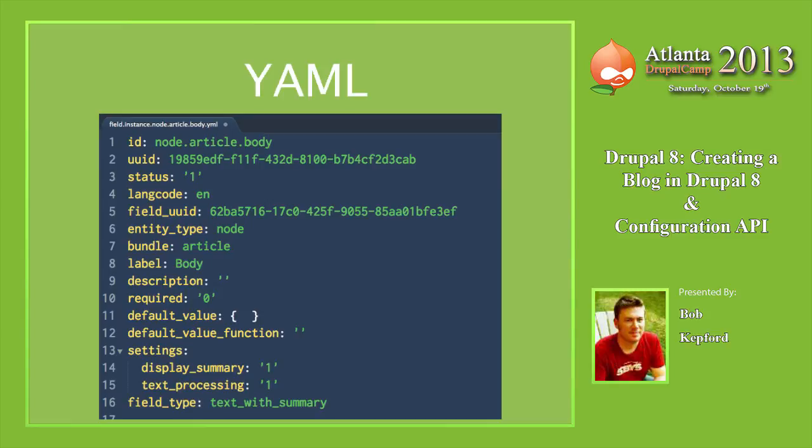So the configuration API at the core basically writes out YAML files. Any configuration that you do in Drupal 8 is written to file in this format. And YAML's actually really easy to understand as far as a file format. As you can see, you've got your ID, a unique identifier, and you can just read through this and it makes sense. If you look at a view, you can see that it's a lot easier to understand this than looking at a feature export, for example.